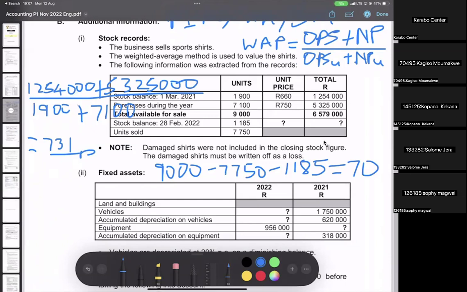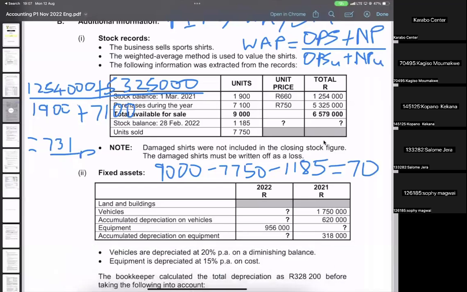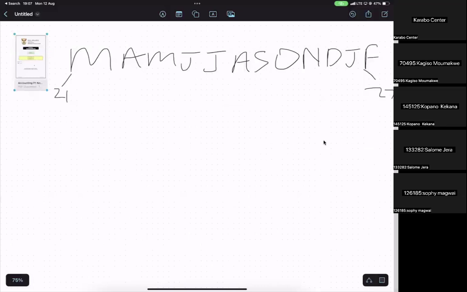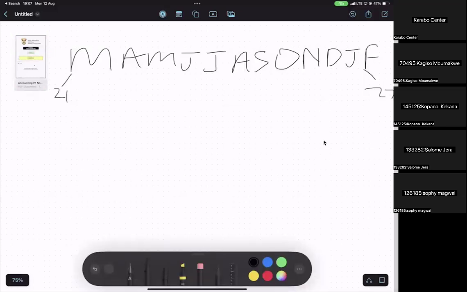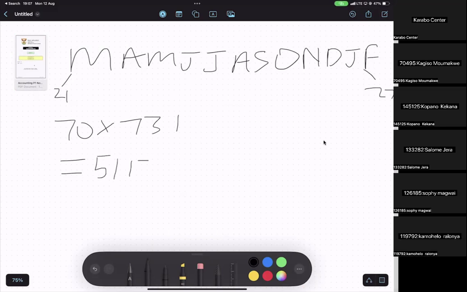So now, because we have the number of units, the number of shirts that are damaged, and we also have the weighted average price, we can simply say our units times the weighted average price. And this will give us the cost of damaged goods.